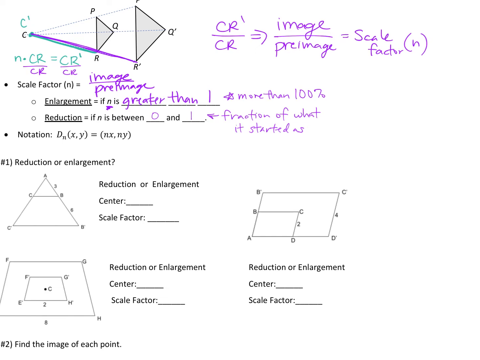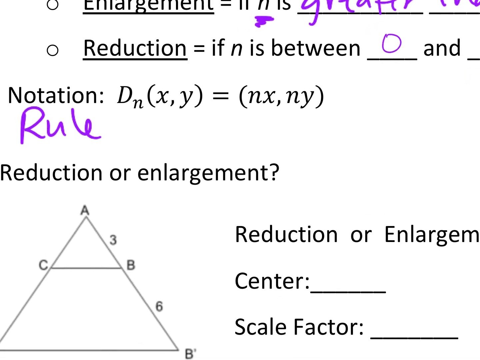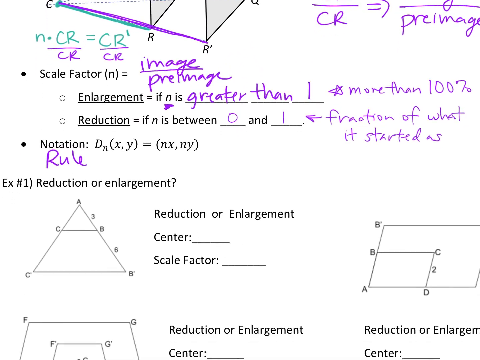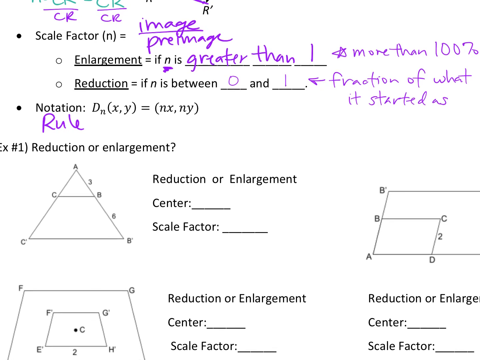The notation, the rule, if you will, for dilations, shocker, is a capital D, okay? So D for dilation, and then we will say the dilation of some point becomes the scale factor times your x value and the scale factor times your y value. So if you can find your scale factor, or they'll give you your scale factor, you just multiply it by each value. It's really quite simple when you stop and lay it out.